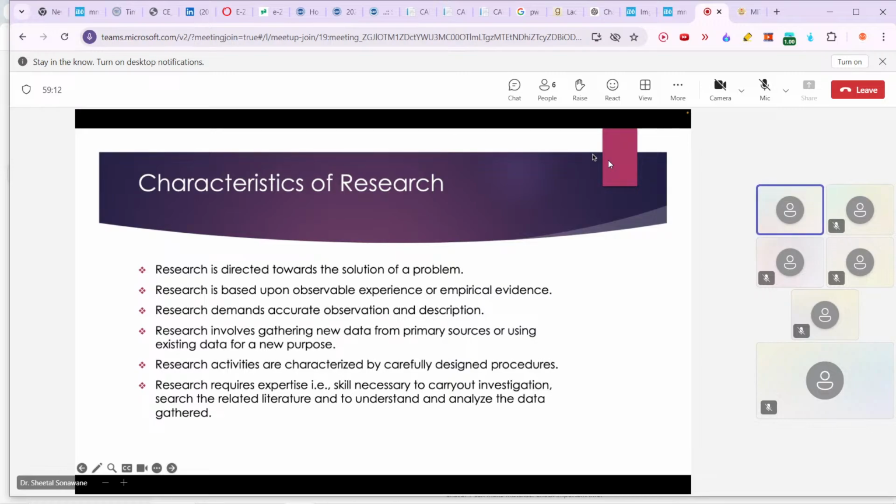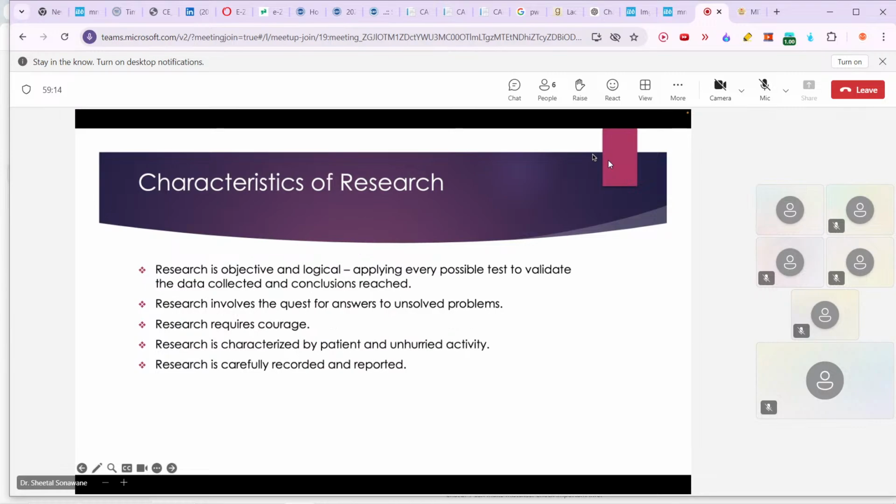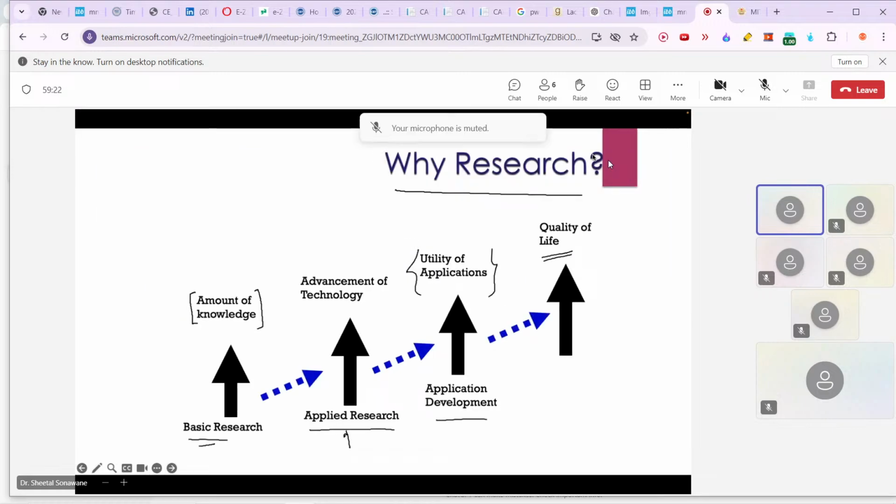So 6 plus 5, 11 points are there, which give you the characteristics of research. This is the important part which has been written in the different types of research.